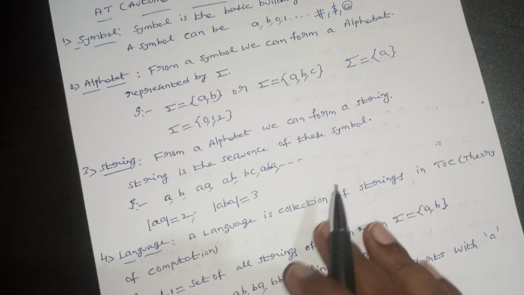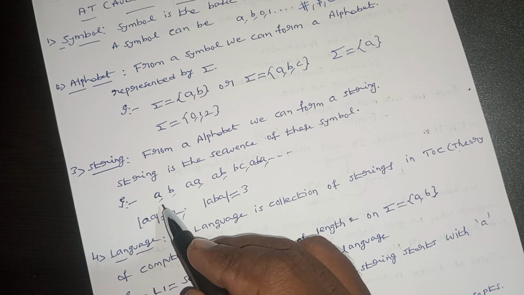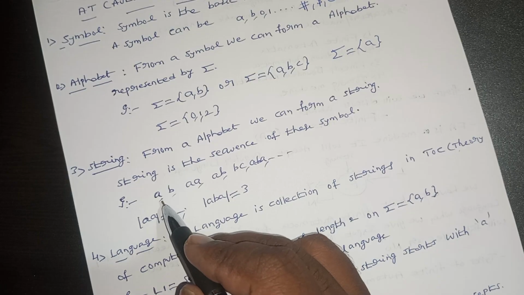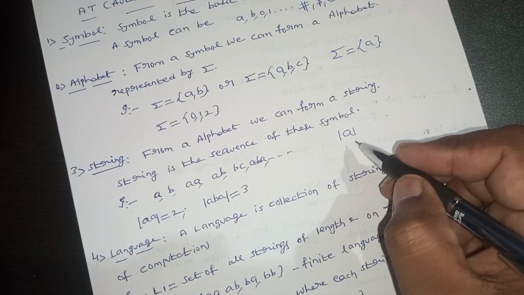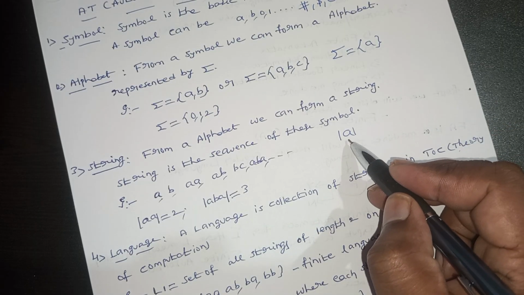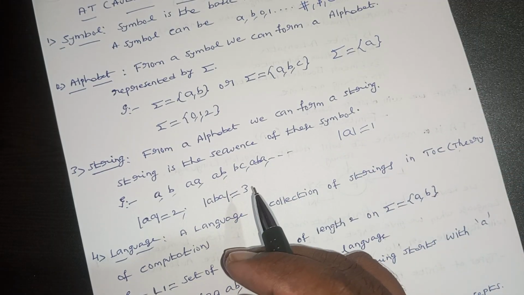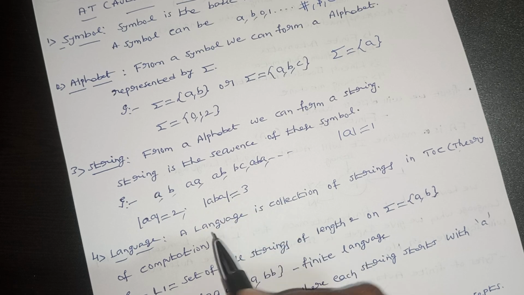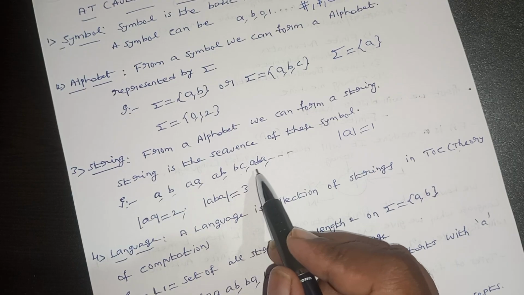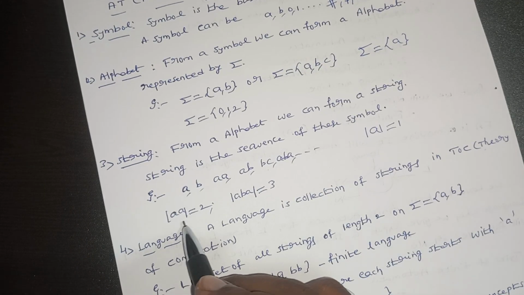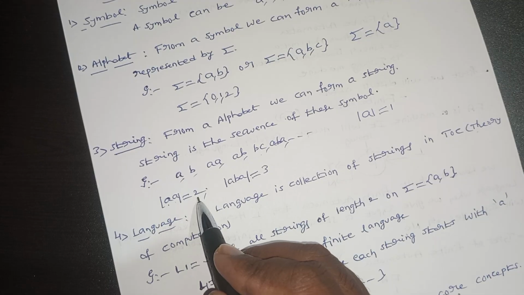Now I am taking some strings. I am taking a. So a is a string of length 1. Length simply means you count the number of symbols, which is equal to 1. The terminology is different from programming languages; it is purely different in this subject. So b is a string. a is a string. Take a b. What is the length of this string? Simply count the number of input symbols: 1, 2, which is equal to 2.